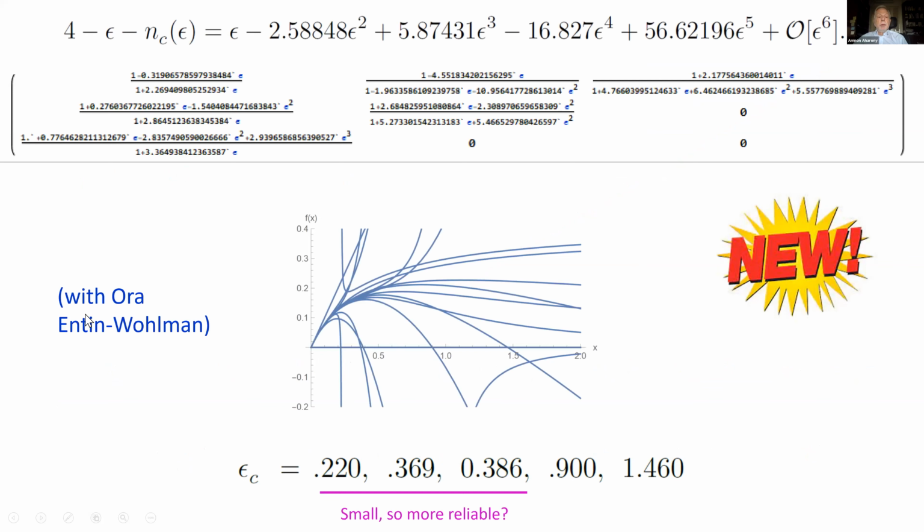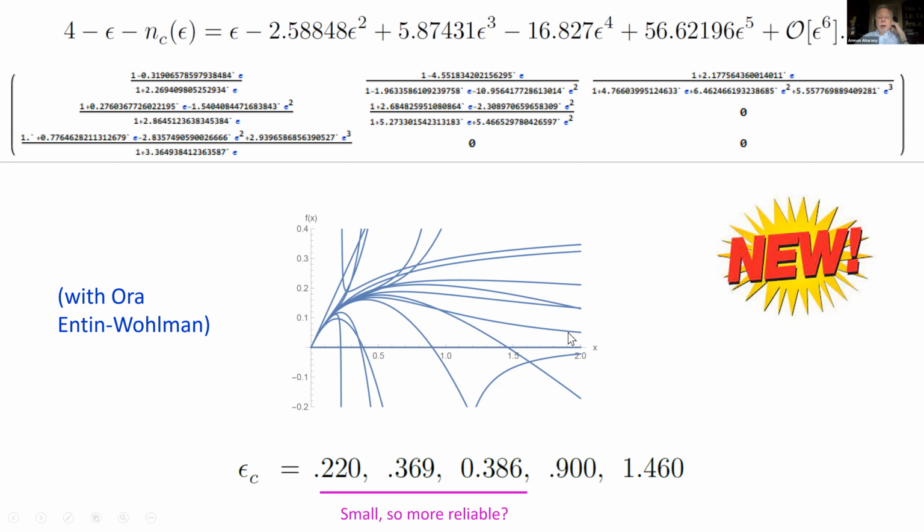And I did this with my colleague Ora Entin-Wollmann. On the first line up there, you see this equation. This must be equal to 0. So this is the equation N equals 4 minus epsilon equals NC of epsilon. So both sides have epsilon, and this is a polynomial in epsilon. I took that polynomial and I padded it. So you see the triangle of Padés, and we are looking for a 0 of this equation. In fact, this plot shows all these Padés as function of epsilon.